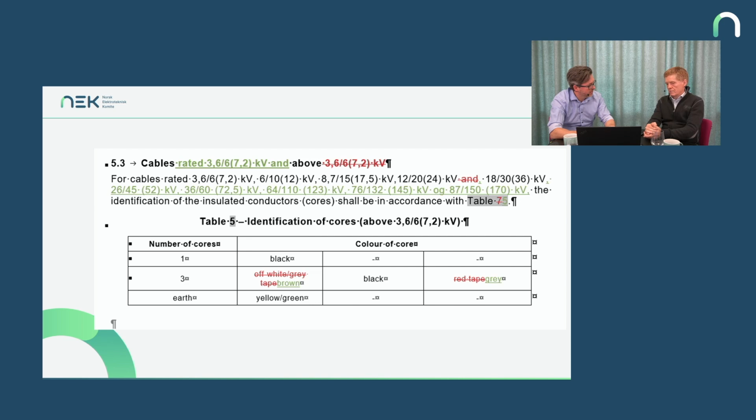Yeah, and in many cases it's possible for the purchaser to specify other colors. From my point of view, it's not very strict, but I think it's very common that you have the black outer sheath for the low voltage power, gray for the instrumentation cable, and red for the high voltage cables.